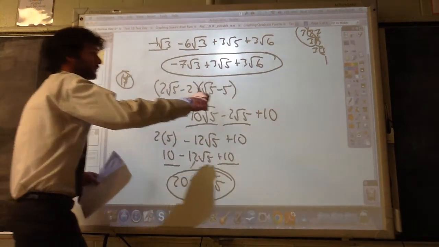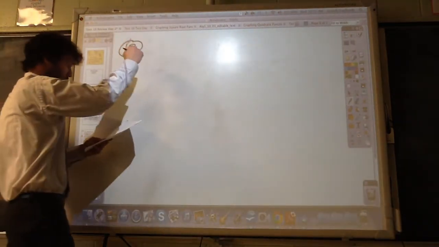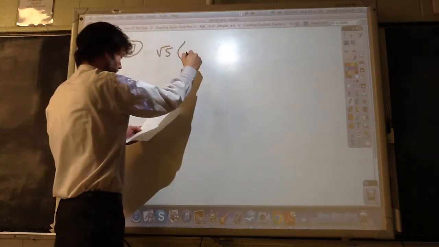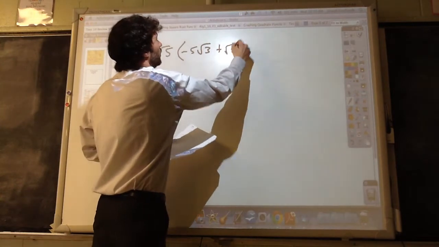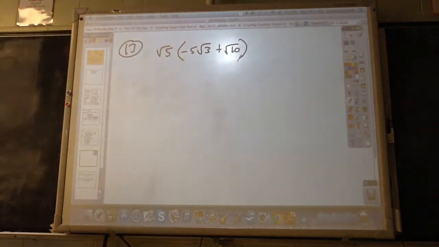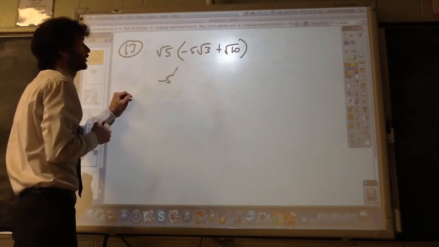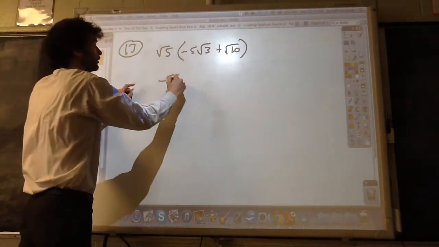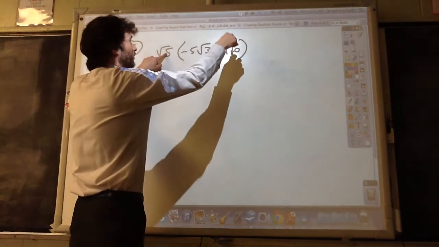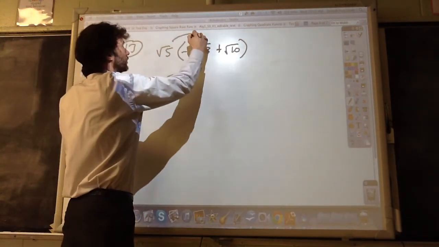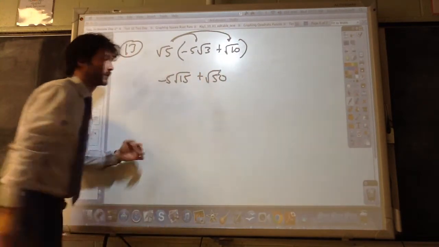What am I doing on 13? Yeah, same thing I did on the last one, right? Distribute. Okay, so there's no number outside here times a negative 5 is still a negative 5. Square root of 5 times square root of 3, square root of 15. Then I got square root of 5 times square root of 10 when I distribute to that, and I get the square root of 50.